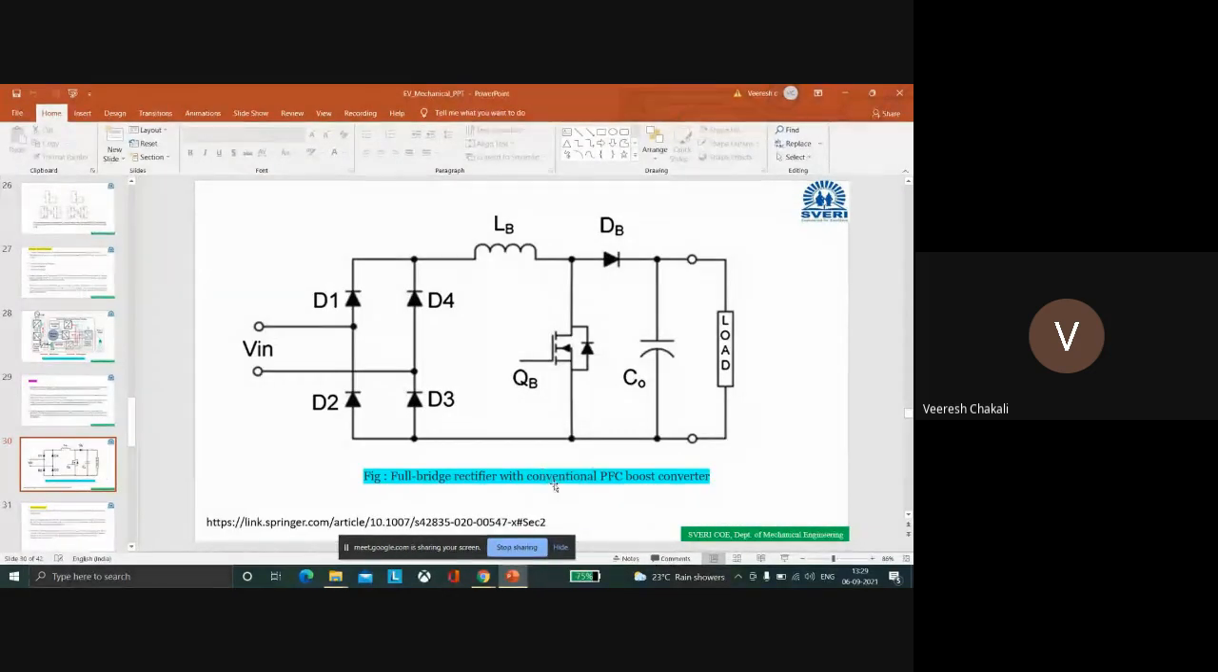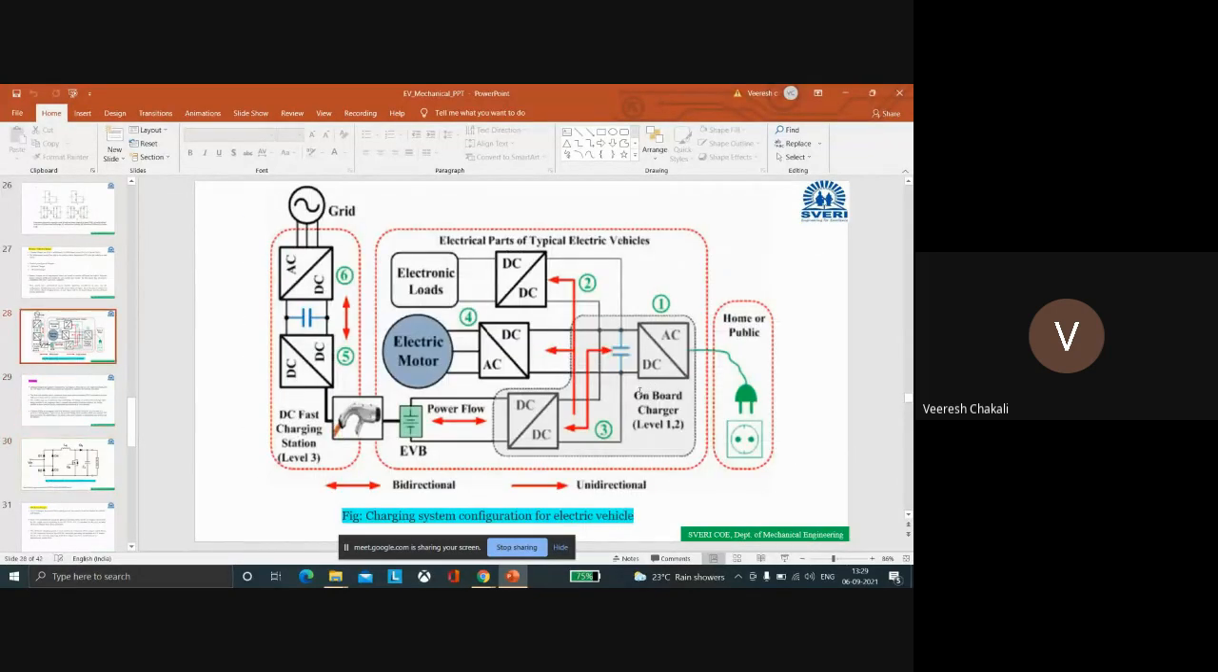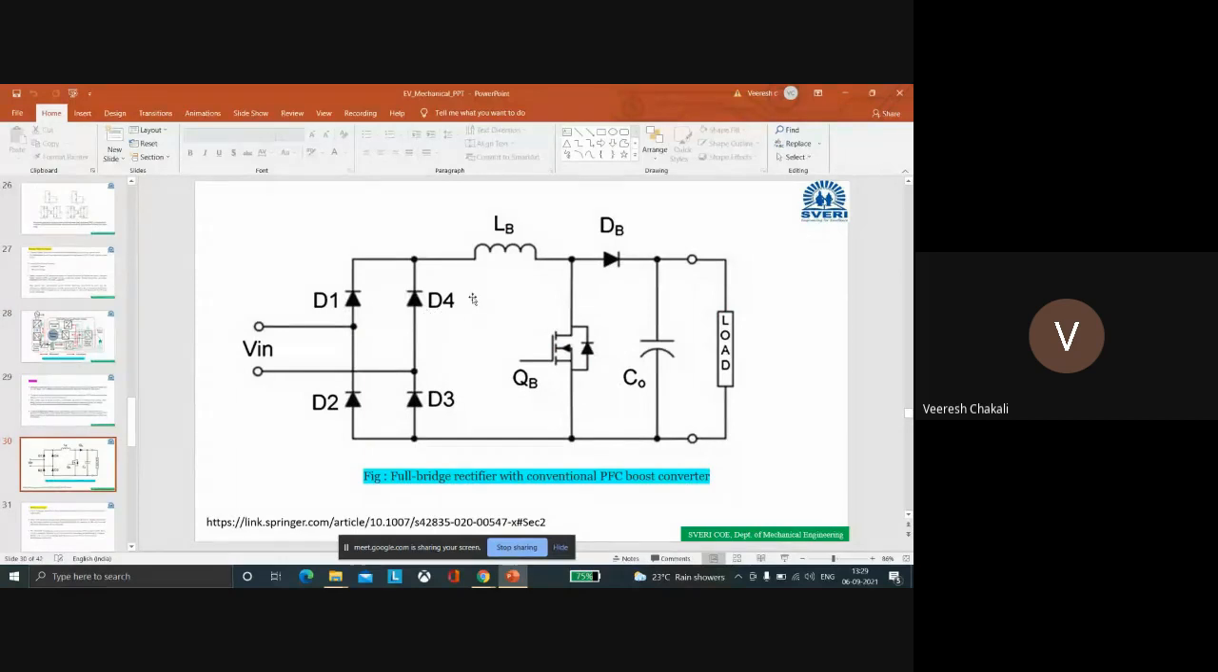Okay, full bridge rectifier with conventional power factor correction boost converter. See here, this is the AC to DC converter. The rectifier can be designed by using diodes like this. Here is the AC supply voltage. By using this diode rectifier converter, we can convert it to DC. Clear? This DC is given to the load. The load is nothing but the battery here. We can store the energy in the battery.